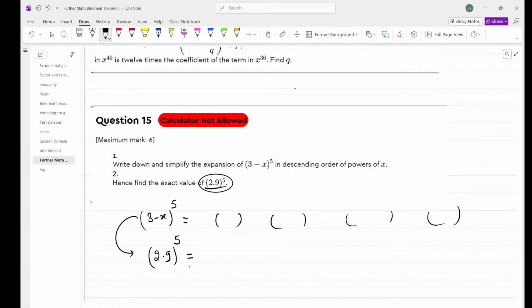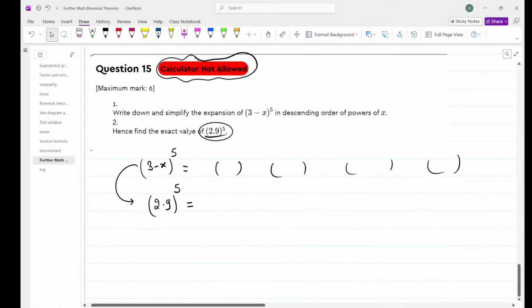Are you getting my audio? Yeah. So tell me what you will do to find the exact value of 2.9 raised to power 5. What would I do to find the exact value of 2.9 raised to power 5 when the calculator is not allowed? Okay, so let me discuss. You are taking too much time.